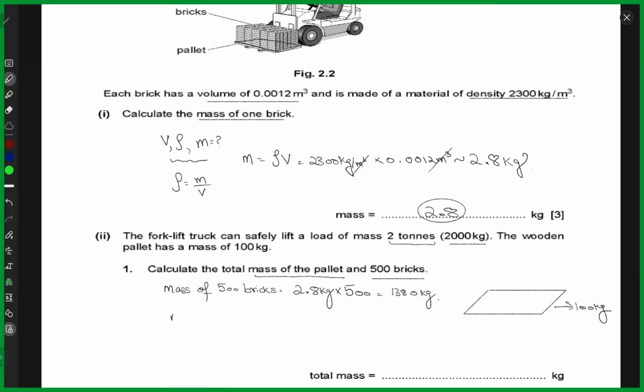Now, mass of pallet is given as 100 kilograms, right? Now they're saying calculate the total mass of the pallet and 500 bricks. So we'll just add these two, this one and this one, which would give me 1,500 kilograms. So that's the total mass of the pallet and 500 bricks altogether.